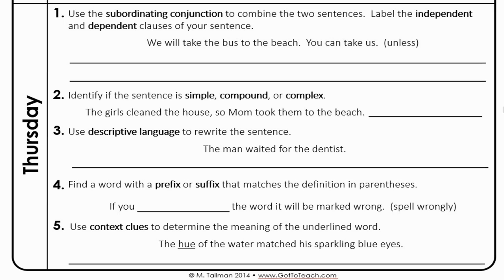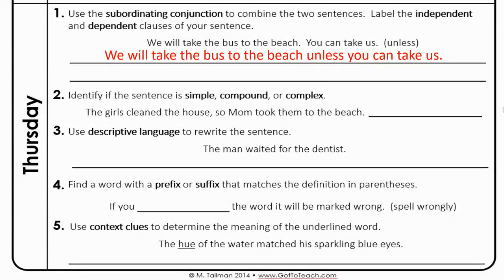Today, we're going to go over the correct answers for the Thursday section. Number 1, use the subordinating conjunction to combine the two sentences. Label the independent and dependent clauses of your sentence. We will take the bus to the beach. You can take us. The subordinating conjunction that they want us to use here to combine these two sentences is unless. Here's how you could do it. We will take the bus to the beach unless you can take us.